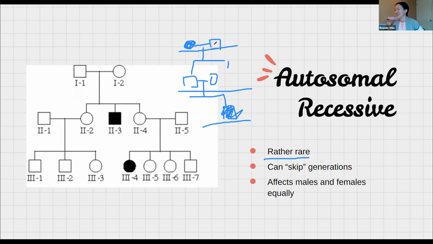Okay, never mind. If I were to use just the letter R as an example, this person would be recessive, because I'm assuming this entire thing is autosomal recessive.